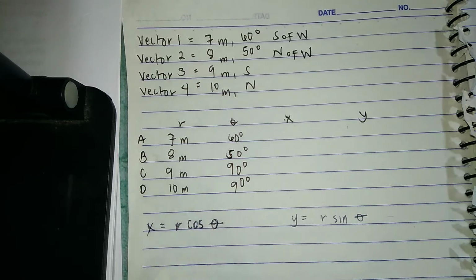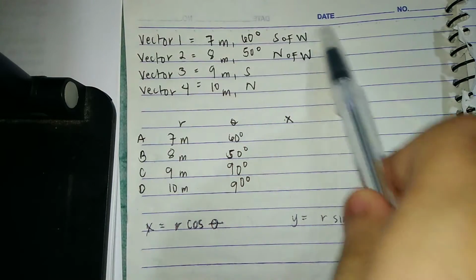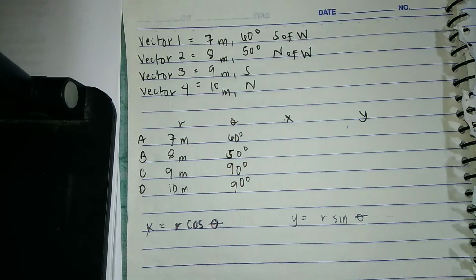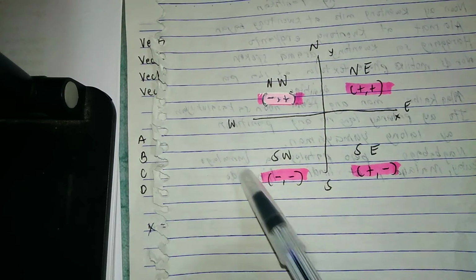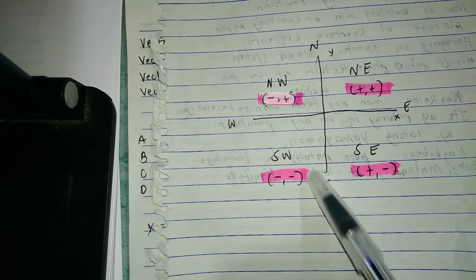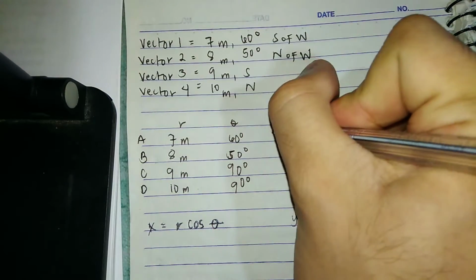As you can see, the direction in vector number 1 is south of west. Let's take a look at our Cartesian plane. So, as you can see here, the sign of the south of west is both negative. So, our sign will be negative and negative.